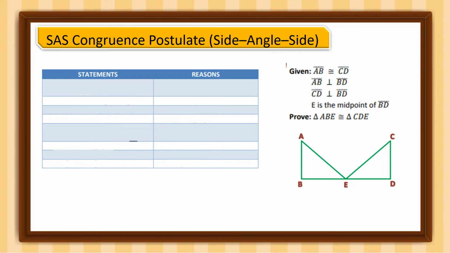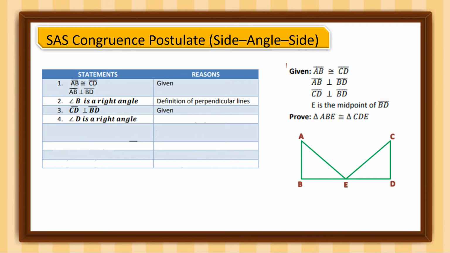So we will also use the two-column table, one column for the statement and one column for the reason. Now let's start. We have here segment AB is congruent to segment CD, and segment AB is perpendicular to segment BD. So the reason, it is given. And next is angle B is a right angle, and its reason is the definition of perpendicular lines. So perpendicular lines form a right angle. And we have here segment CD is perpendicular to segment BD, and the reason is it is given. And angle D is a right angle. Also, definition of perpendicular lines.